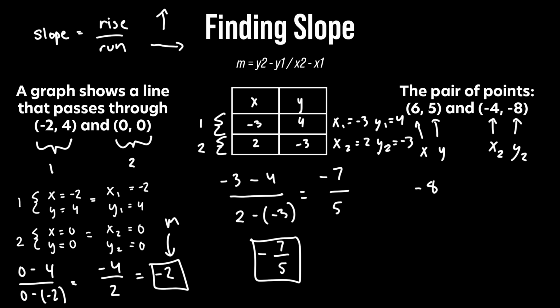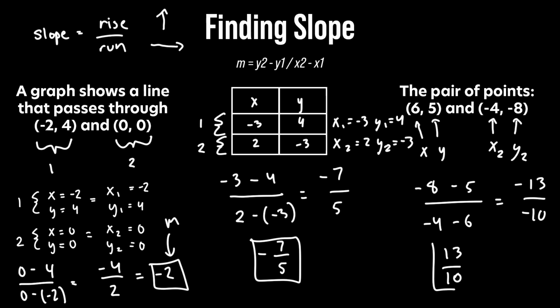So we have -8 minus 5 over -4 minus 6. And we're going to get -13 over -10. The negatives would cancel out and we get 13 over 10. So that's going to be our slope here.